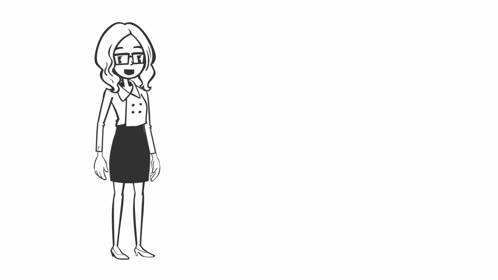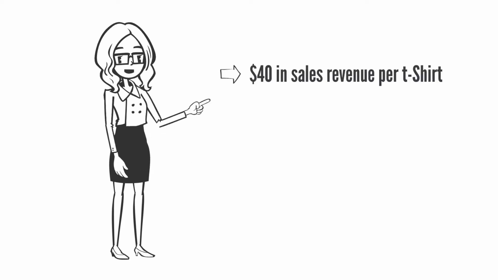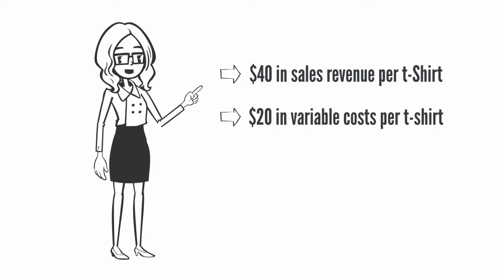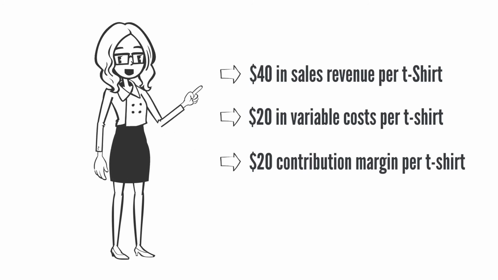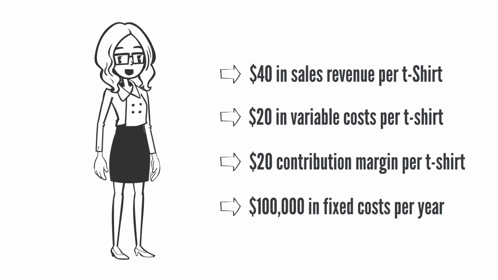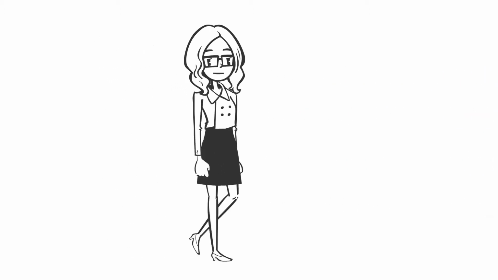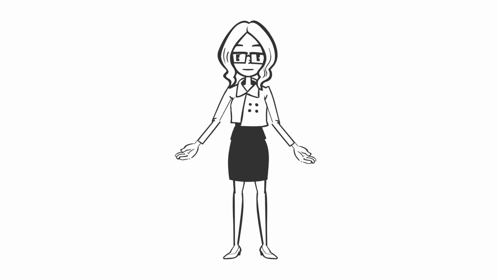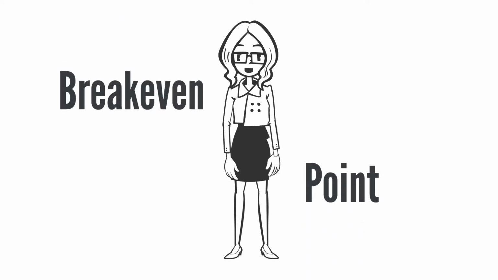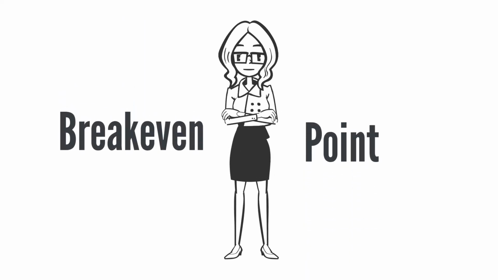Now, we have all the information we need to figure out how much money they get to keep from the sale of each shirt. We have $40 in sales revenue per shirt, $20 in variable costs per shirt, which gives us the $20 contribution margin per shirt, and we have $100,000 in fixed costs per year. Next, we need to perform the correct calculation to figure this out. This formula is referred to as the break-even point.